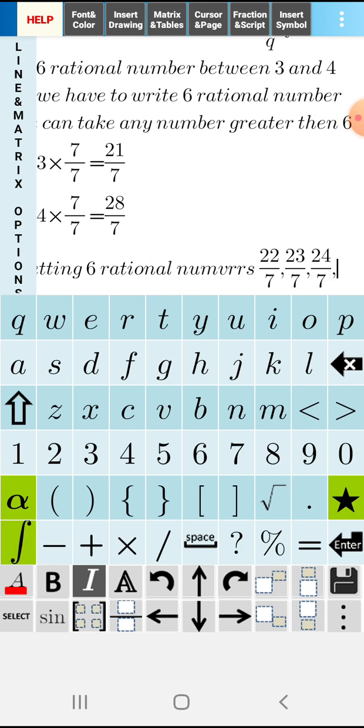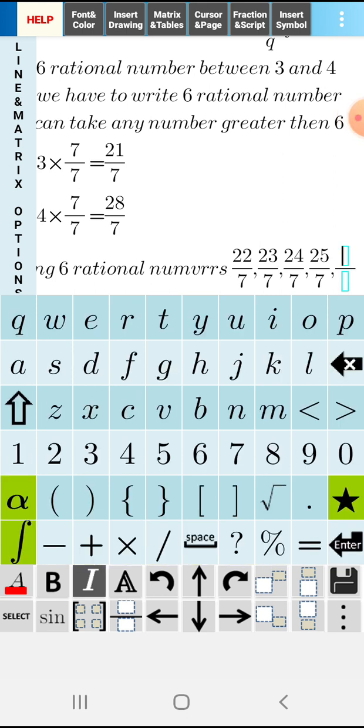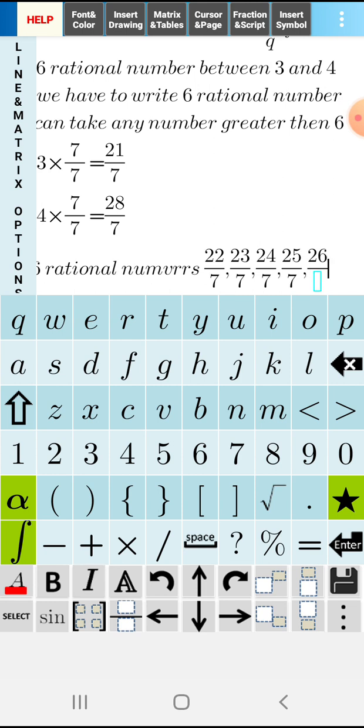Next is 25 by 7. Next is 26 by 7. Next is 27 by 7. So see, 6 rational numbers we got.